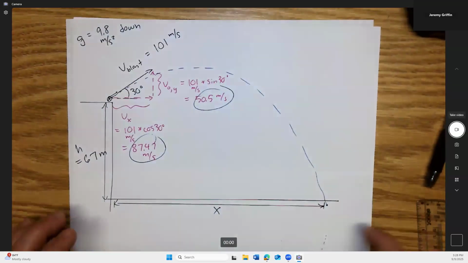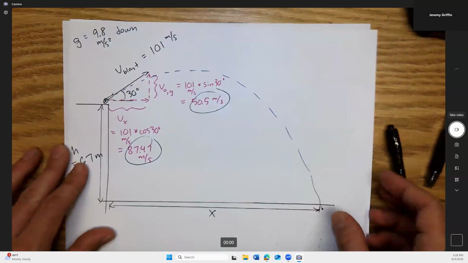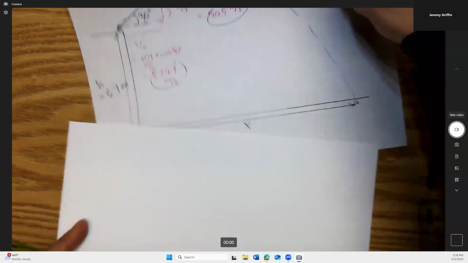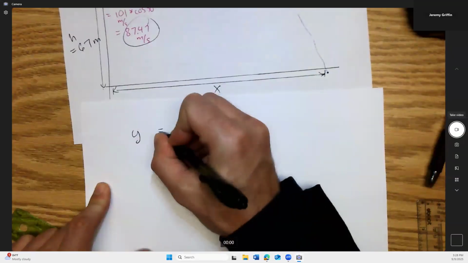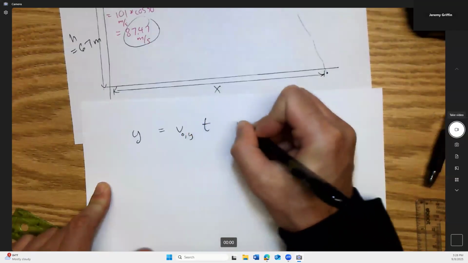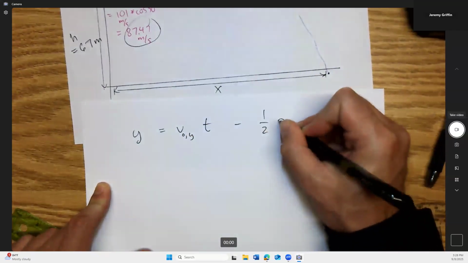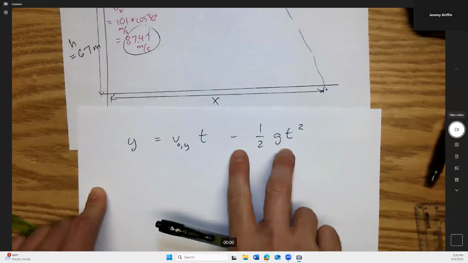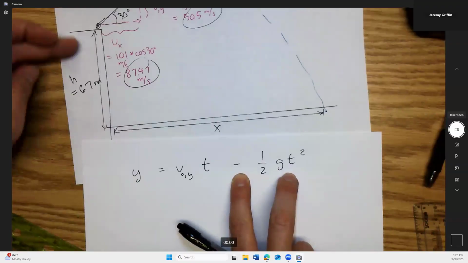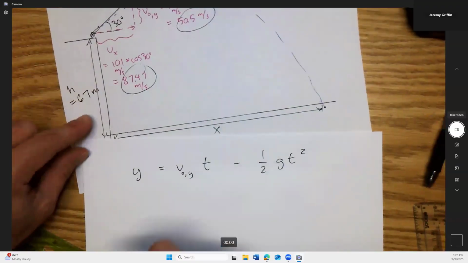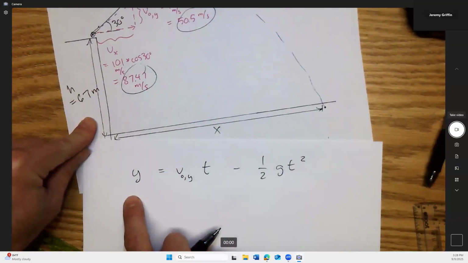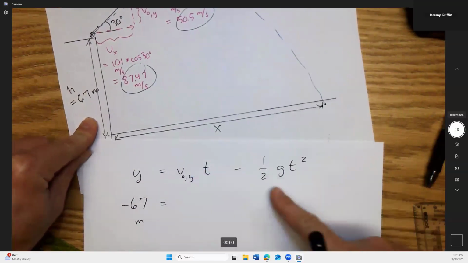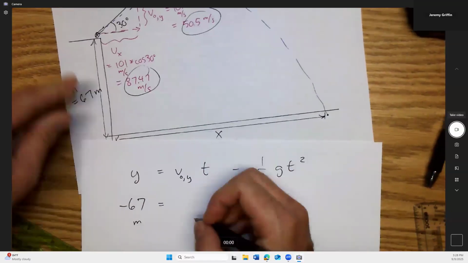Okay. Next thing, I need to know how much time this takes. Now, here's probably the trickiest step. I only have 2 minutes, so I'll show you guys how to do this. Can you guys set up y equals v naught y t, I'll say minus half g t squared. Okay. So now guys, if I'm calling down negative, which I did right here, doesn't this cannonball overall move down? So should I say 67 or negative 67 for the height? Negative 67, of course, in meters, because it's going down. I just called down negative. That's why I'm calling it negative. Right? It overall moves down.